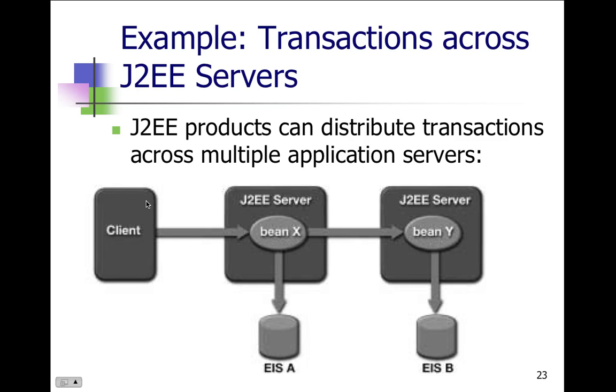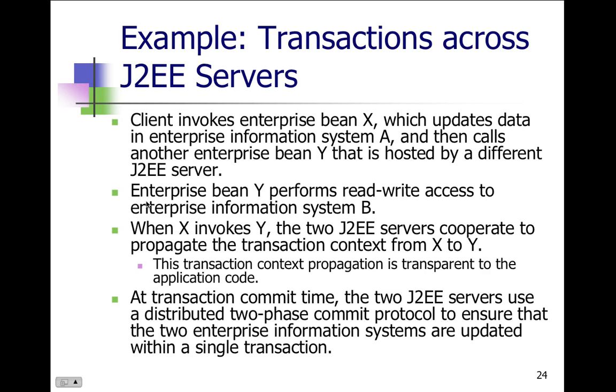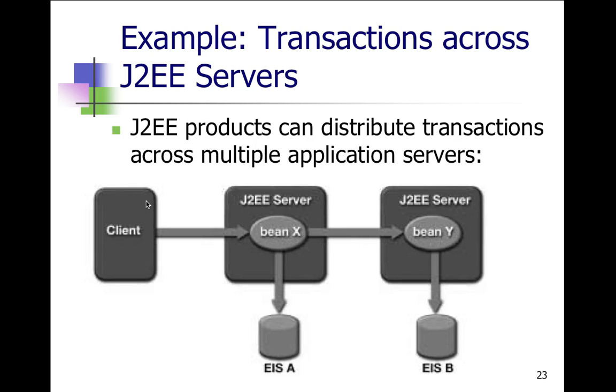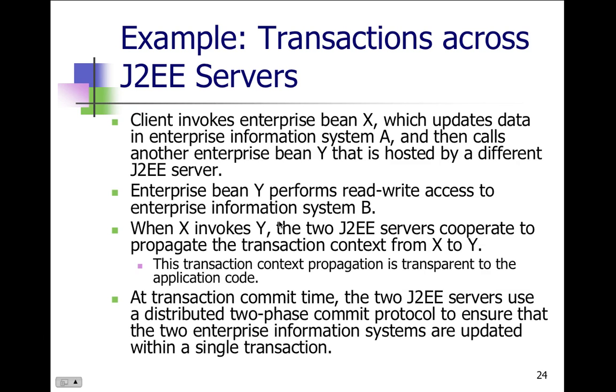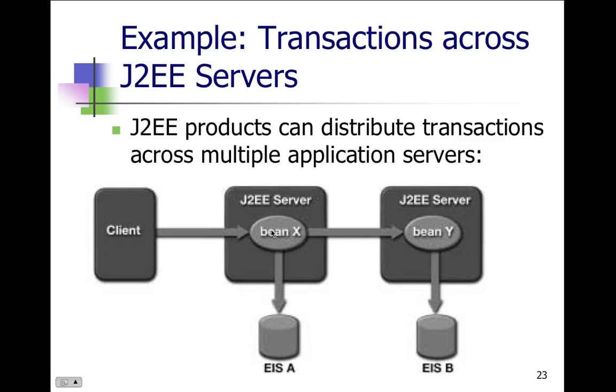but we've branched them out onto different components now. So client invokes enterprise bean X, which updates the data on the enterprise system A. Here's enterprise system A, bean X, which then calls enterprise bean Y that is hosted on a different server. And then the enterprise bean Y performs a read-write access to enterprise system B, going this way. So bean X goes to bean Y talks to enterprise system B, A and B.